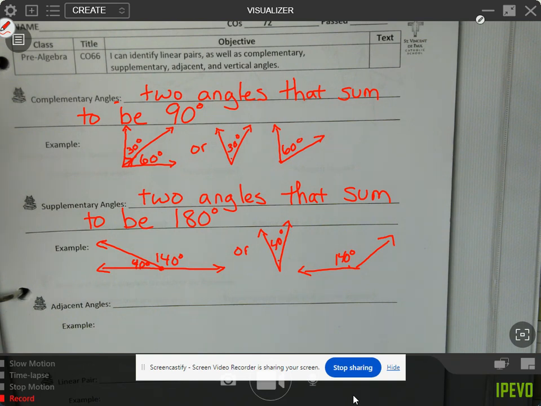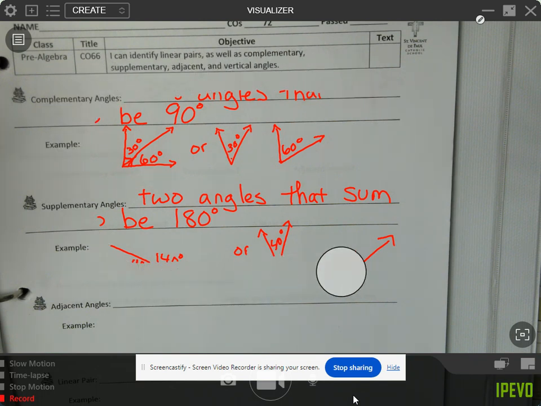How do we feel about complementary and supplementary? Complementary, they add two angles. Two. It's always two. Two add to be 90. Supplementary, two angles add to be 180. Making sure we remember they don't have to be touching. They can be separated.